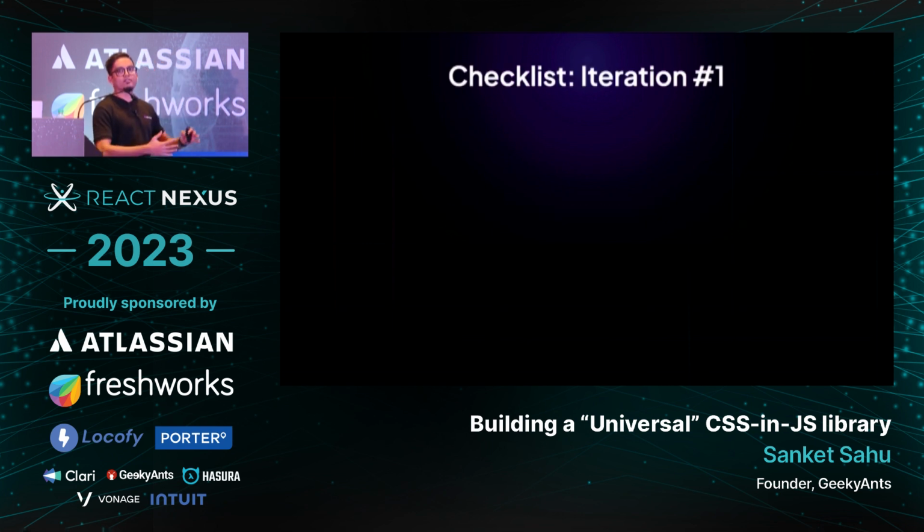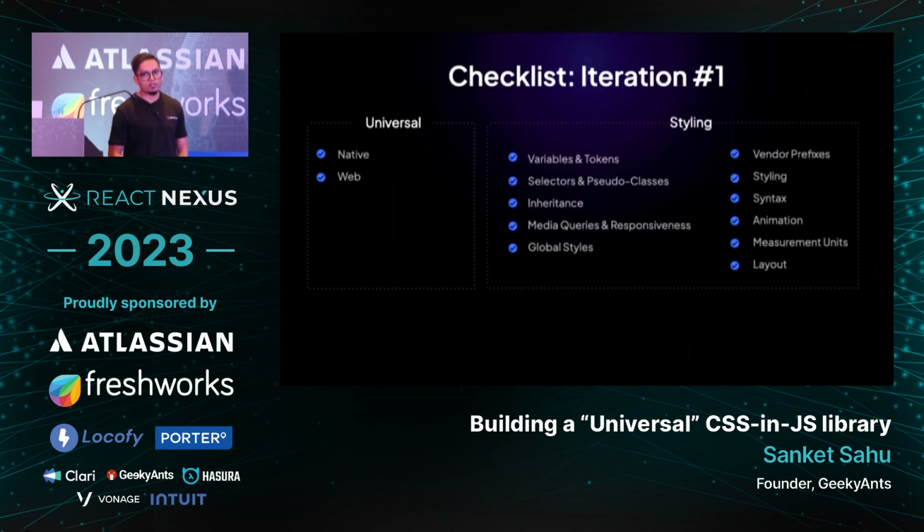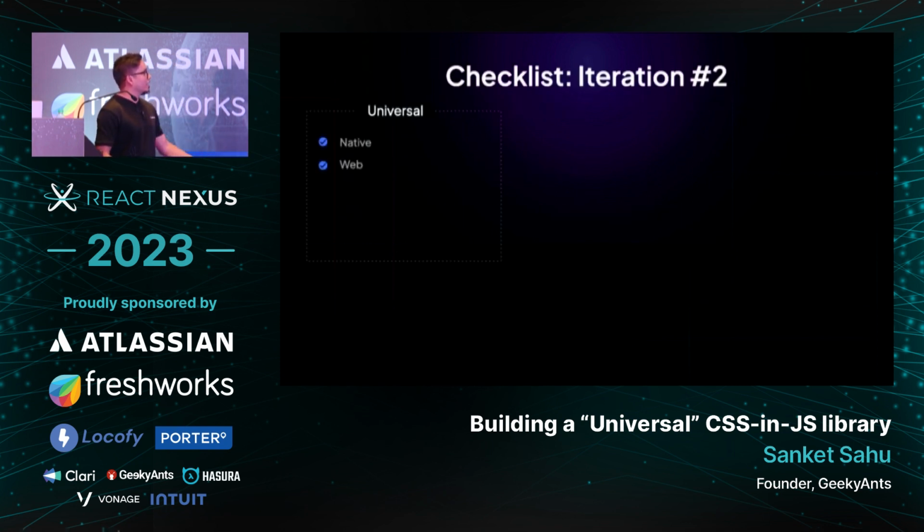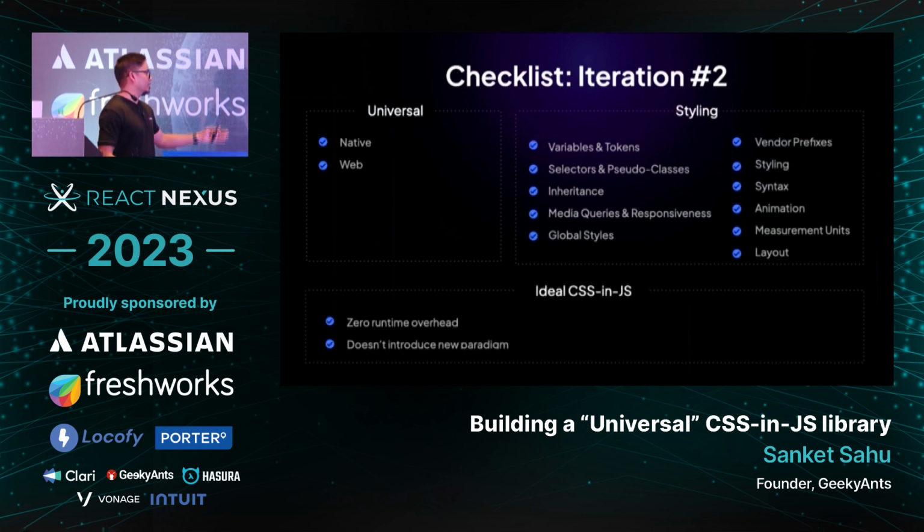We have talked a lot now. We have some checklists of features that we want this library to have. It has to work on native and web, and it has to support all the features of CSS. Then we have other reasons that people often talk about in CSS-in-JS: it introduces runtime overhead, which makes our web apps slow, so it should not do that. It introduces a new paradigm, and developers already know CSS, right? So why should they use CSS-in-JS? So let's add this to the checklist: the ideal CSS-in-JS should have 0 runtime overhead, and it should not introduce a new paradigm.